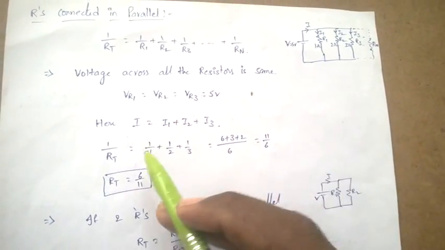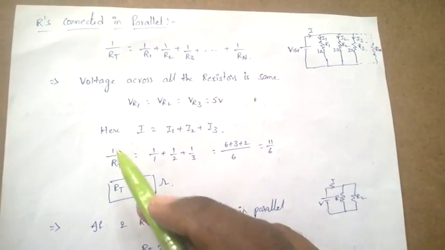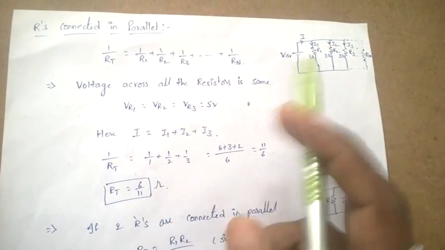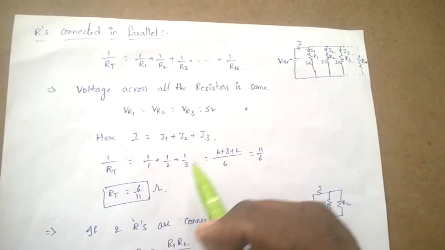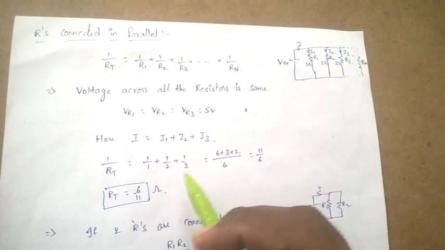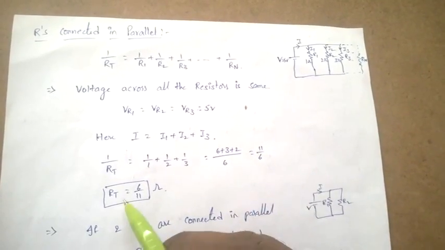Here for calculation, 1/RT equals 1/R1 + 1/R2 + 1/R3, which equals 11/6. That means RT equals 6/11 ohms.